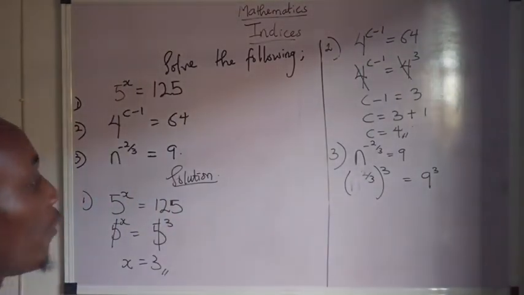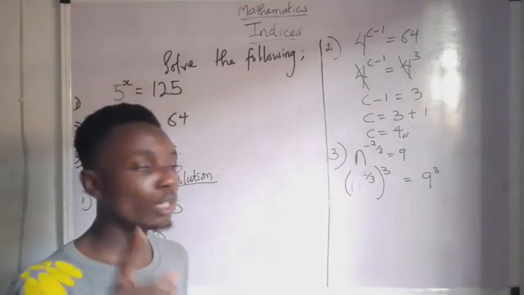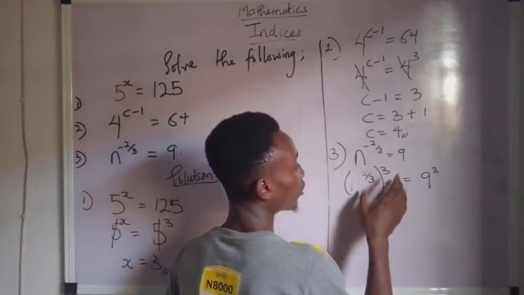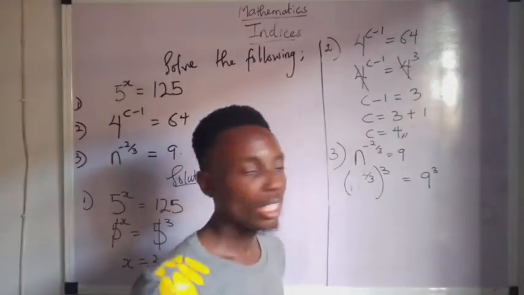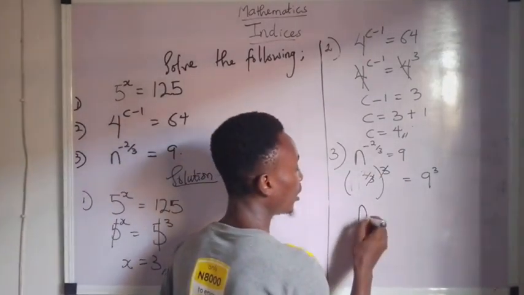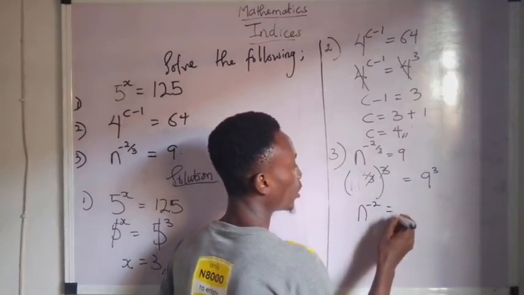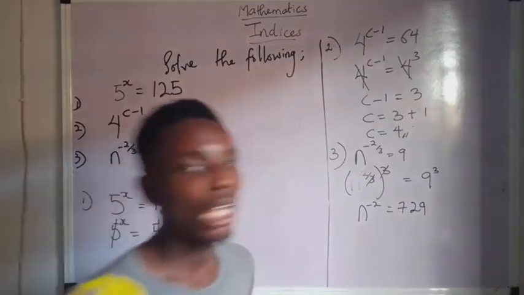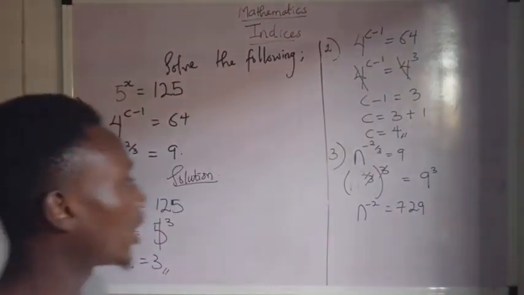Now, being fraction, also remember that we have our laws that say that when you have something like this, you multiply both. Now if you multiply, this will actually divide this. And you have n raised power minus 2 is equals to 729. Are you following me? 729.